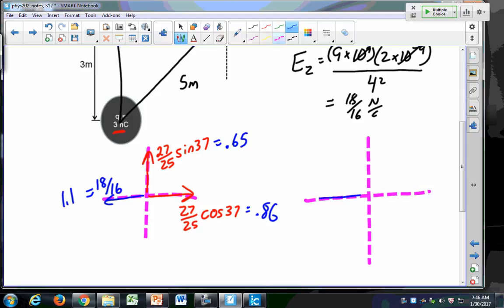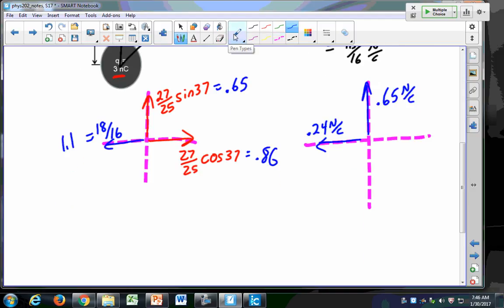That sum over here is going to be 1.1 minus 0.86, so that's what? 0.24 newtons per coulomb, and 0.65 newtons per coulomb. And then I find the resultant of that. The resultant vector will lie in that second quadrant. I want to know what this angle is. I'll call it phi. And I want to know the magnitude of that vector. You could express it in vector notation, but on the test I want to know the magnitude and direction.